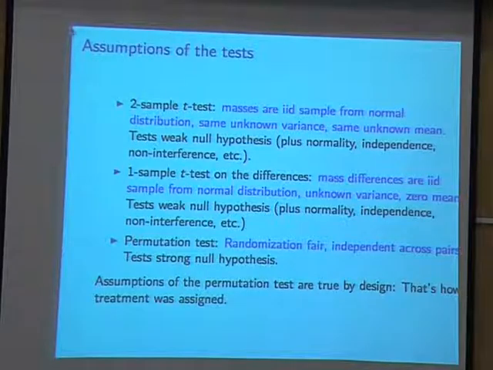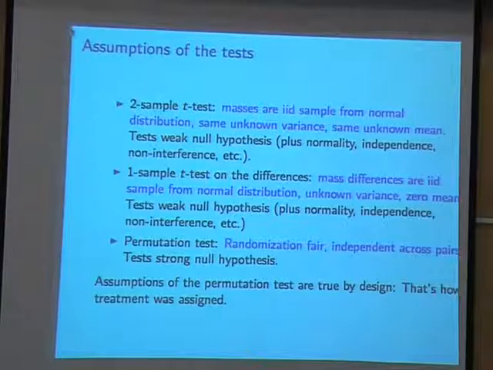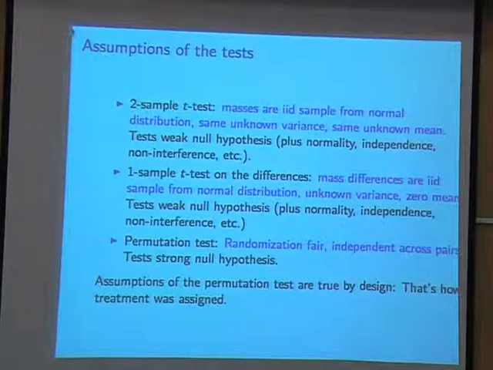The one-sample test is slightly different. So instead of the masses being IID sampled, we're now going to assume that mass differences are IID sampled. But still the same kind of thing, weak null hypothesis and all these assumptions. For the permutation test, the only assumption we're going to make is that the coin toss that we did, that randomization procedure, was fair and independent across pairs. And then it's also going to test the strong null hypothesis.